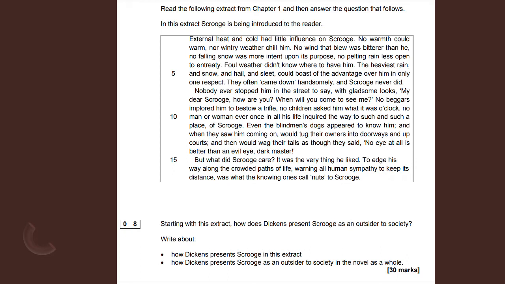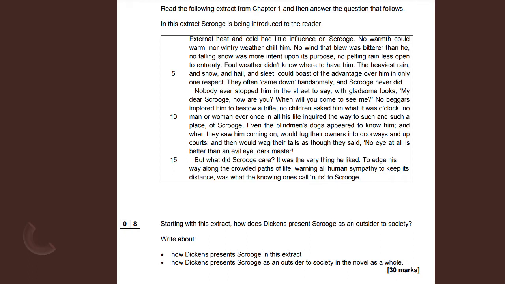Then if we look at the bottom, this is where you'll get the question, and it will always begin with these words, starting with this extract. So this question says, starting with this extract, how does Dickens present Scrooge as an outsider to society? Starting with this extract, how does Dickens present Scrooge as an outsider to society?